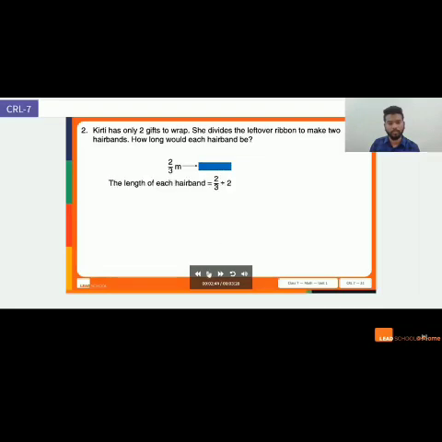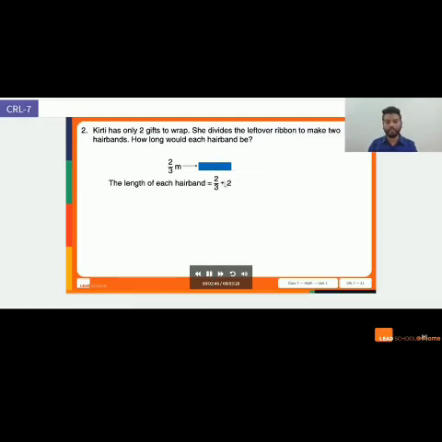So basically what the question is about is, if Kirti made the same length, she only wrapped 2 gifts instead of 3. Now, if she divides the leftover ribbon, which is 2/3, into half, how much would each hairband be? What is the length of each of it? So we write 2/3 divided by 2.